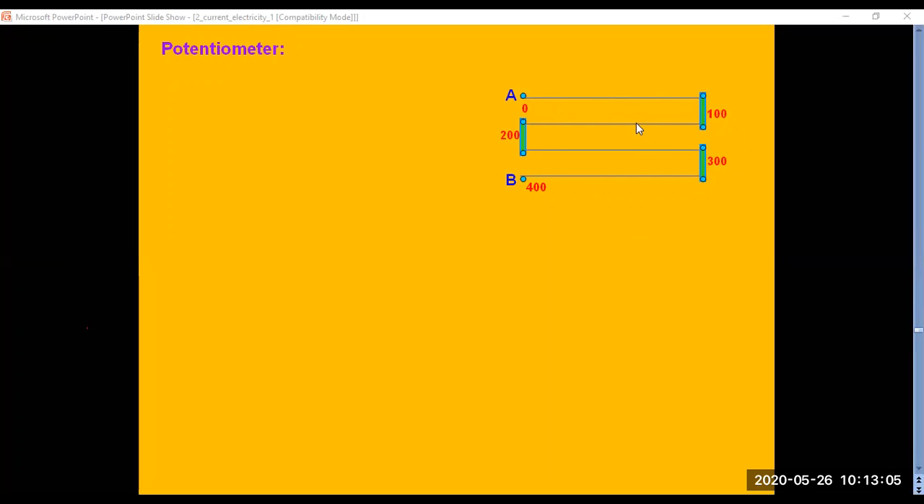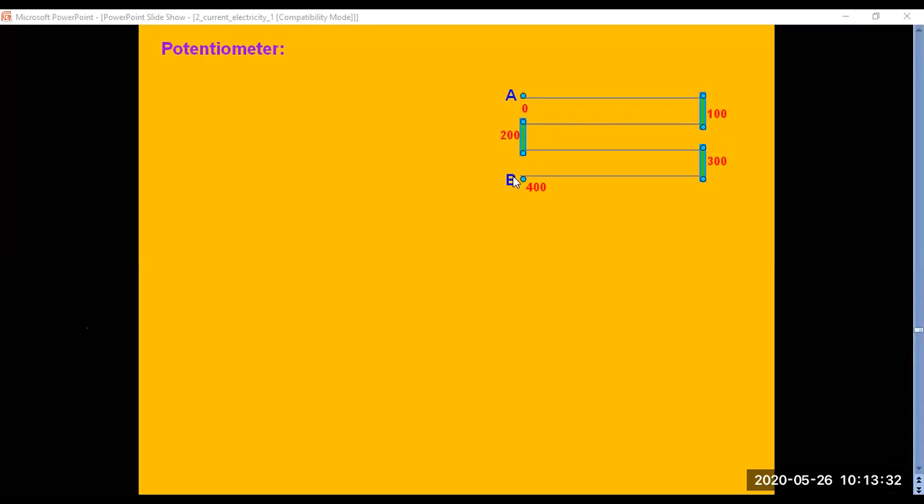What are these numbers? If the resistance wire is considered only from A till this point, then the value of the resistance will be 100 ohms. If you consider from A till this point, then the resistance will become 200. From here to here, it can offer a resistance up to 300 ohms. Between A and B, the total wire, if you take into account, the resistance offered can be 400.